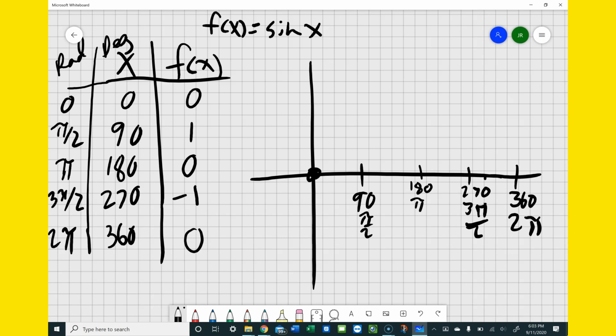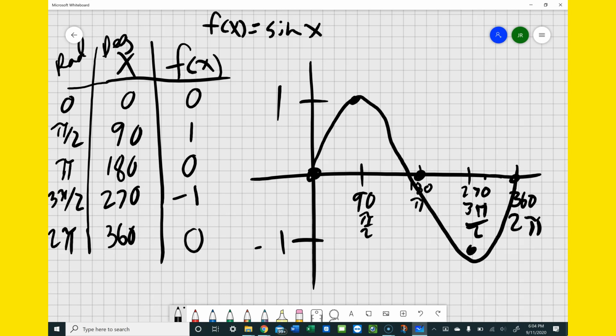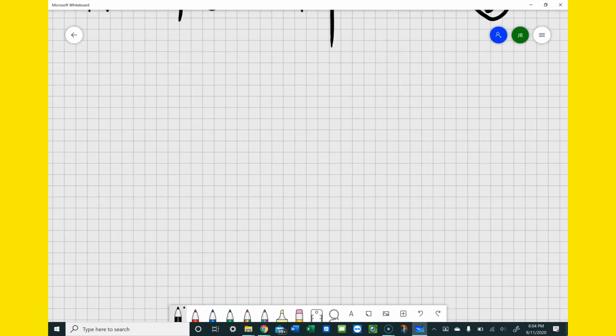Start at 0. At 90, I'm up at 1. At 180, I'm back to 0. At 270, I'm down to negative 1. And at 360, I'm back to 0. And that's your full cycle. All right, and then we could do the same thing for cosine.